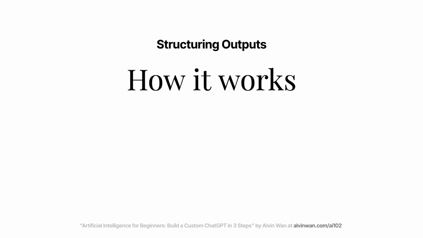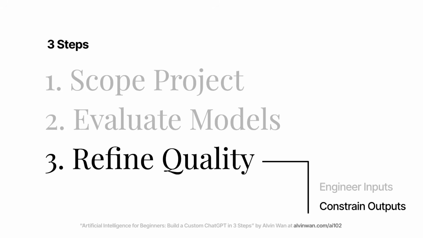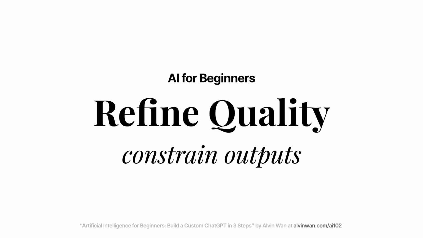We've discussed how it works, a simple example to identify fruits, and an improvement for our detection of non-food critiques. That's now the end of our third step. We've seen 2 ways to improve our model's quality without training of any kind. And this concludes our lesson on structuring outputs. And in fact, that concludes our third of 3 steps.